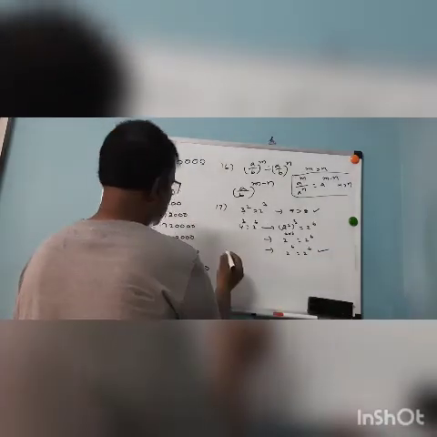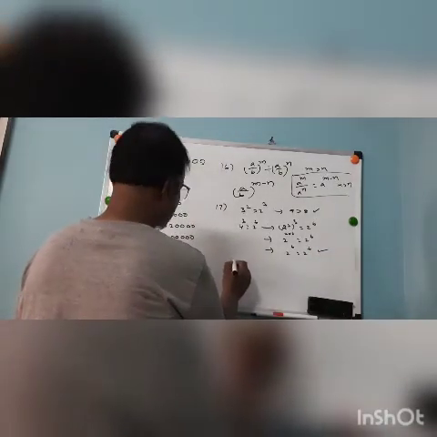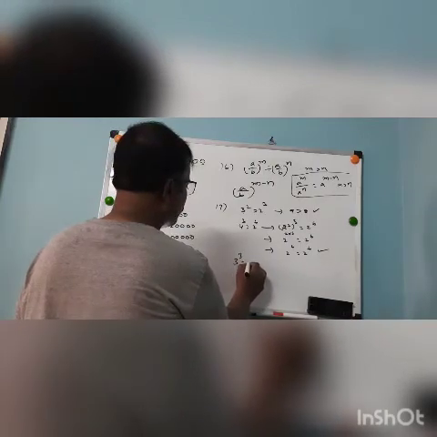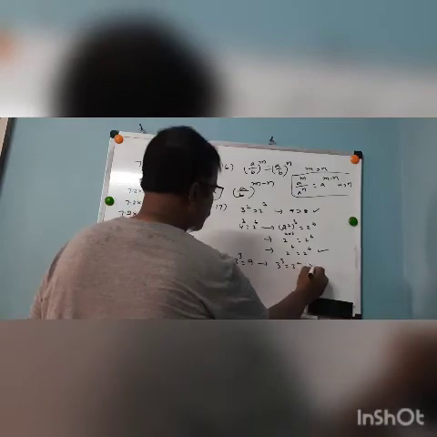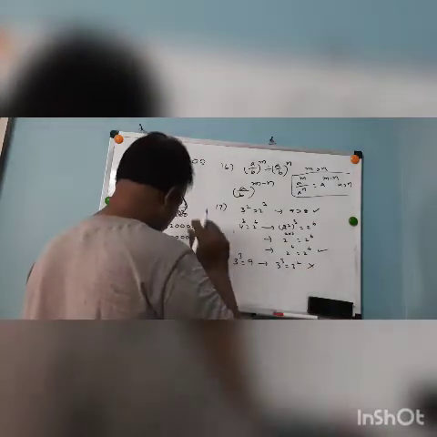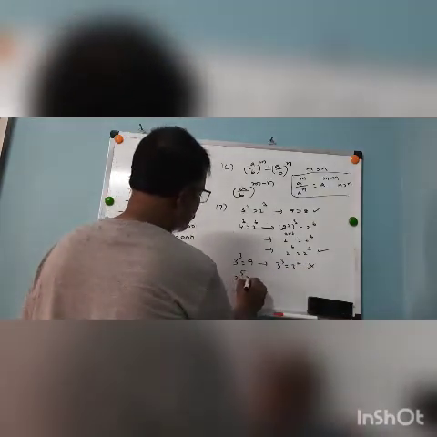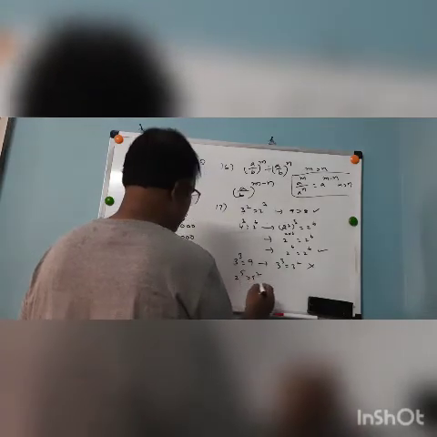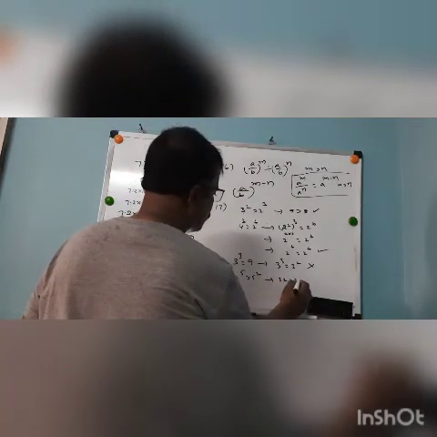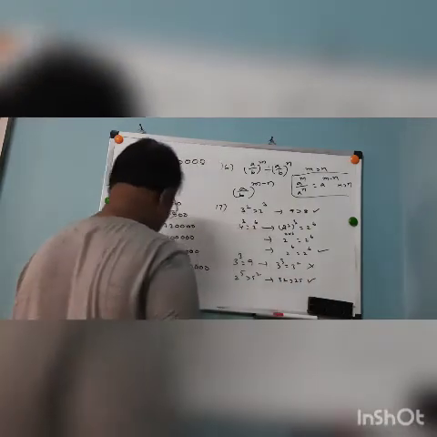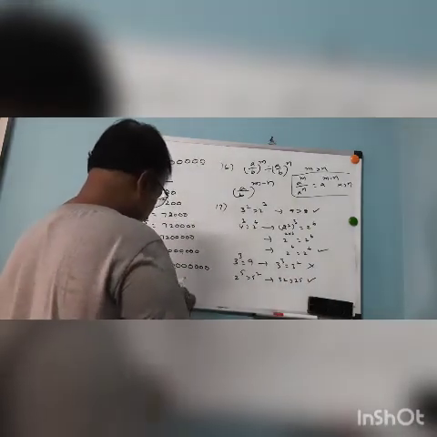Next, option 3. 3 cubed is equal to 9 implies 3 cubed is equal to 3 square. It is false. So this is the right answer. 2 power 5 is greater than 5 square. 2 power 5 is 32, 5 square is 25. Yes, it is also right. So that's why the answer is option 3.